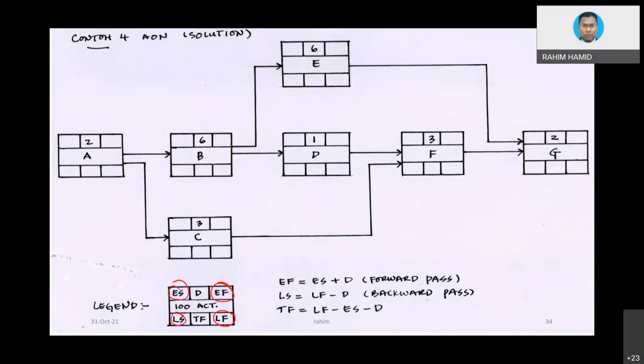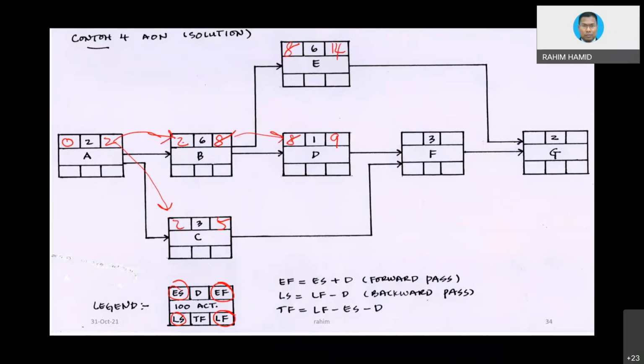So I will start with this one, 0. 0 plus 2 equivalent to 2. 2 transfer here will be 2. 2 plus 6 equivalent to 8. Then 2 also will be transferred here. 2 plus 3 equivalent to 5. 8 will be transferred here. 8 plus 6 equivalent to 14. This one is also 8. 8 plus 1 equivalent to 9.